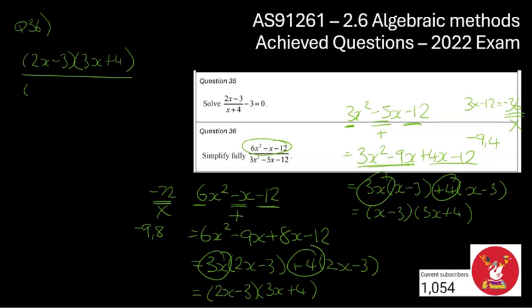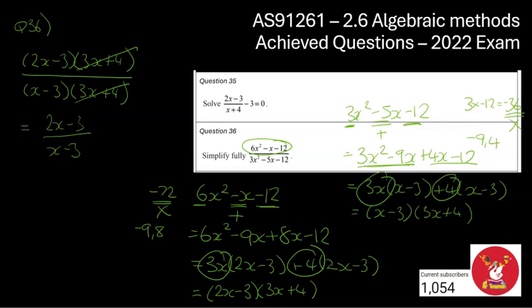I'm then going to write down the factorized version of my denominator, which is going to be 3 minus x in the first bracket, and then 3x plus 4 in my second. I like what I see here because I've got a common bracket on the top and the bottom, and they cancel each other out. So that leaves me with 2x minus 3 all over x minus 3.